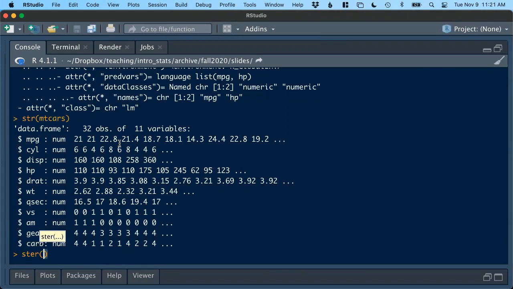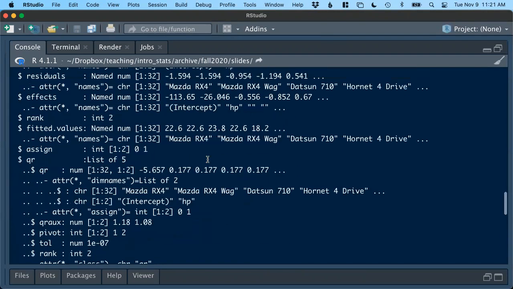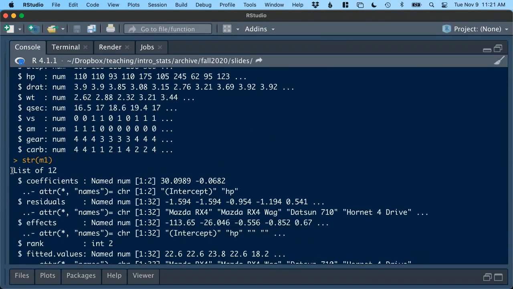But str on M1 is going to look weird, right? Because it's a different kind of thing. It's a list of 12. So M1 is actually a list object, not a data frame object. Don't worry too much about that. But list objects in R can hold an arbitrary number of things. Lists can just hold whatever.